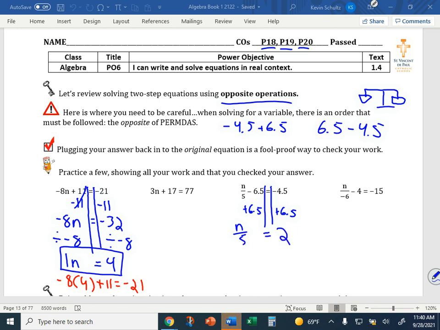What would our next step be? Yifan? Excellent. Don't be thrown off by the fact that this is a fraction. Okay? It's the operation of division. So n divided by 5, undoing that means we're multiplying by 5, and n equals 10. Okay? Check that, plug it back in. 10 divided by 5 is 2, minus 6.5 gives us negative 4.5.